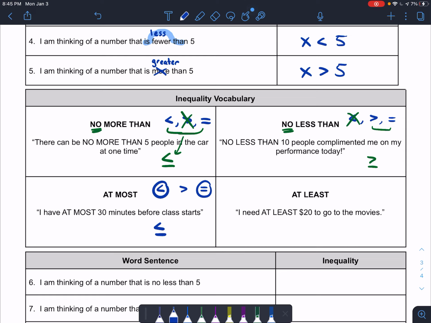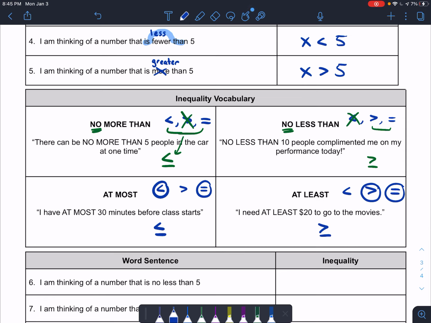All right, same idea for at least. It can be less than, greater than, or equal. If I need at least 20 to go to the movies, well, then I can have exactly 20, or I can have more, or I might need more, I should say. And so I would want to combine greater than and equal together to make greater than or equal to.